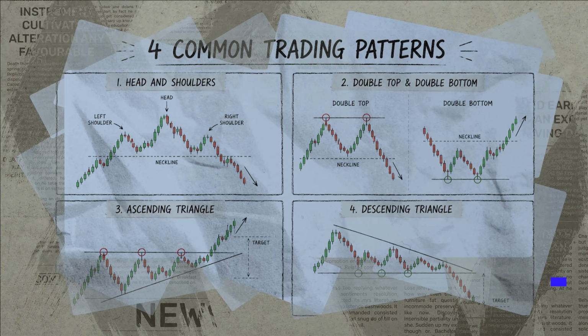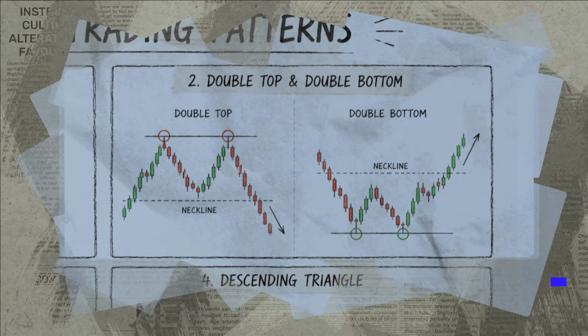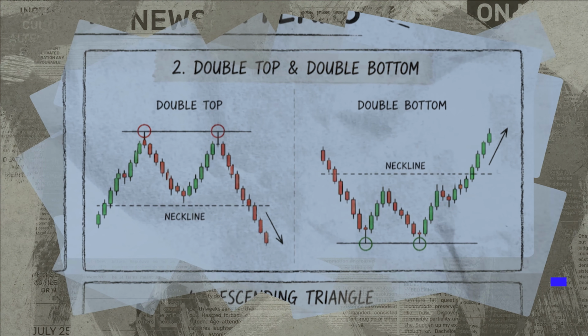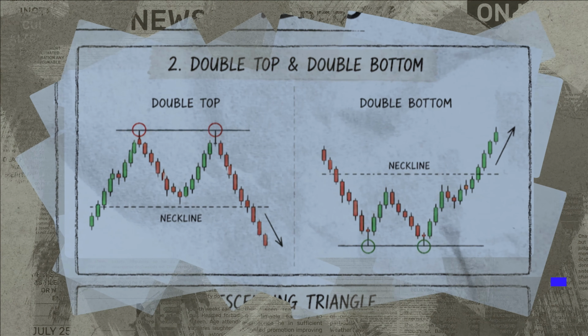Next, there's the double top and double bottom. This is a trend reversal pattern that signals areas where the market has made two unsuccessful attempts to break through a support or a resistance level. A double top forms in a rising market, while a double bottom forms in a falling market.